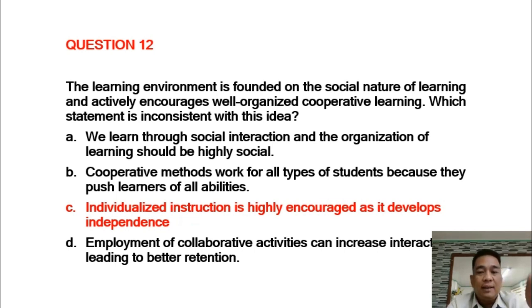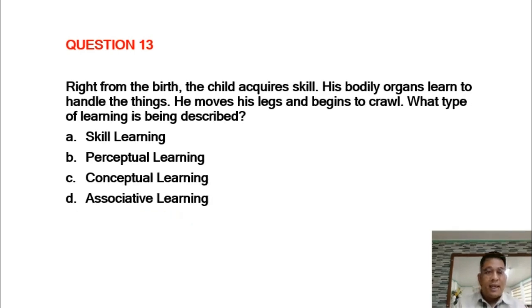Because ang keyword natin in the STEM ay ang social nature of learning and cooperative learning. Tapos bigla ka sa letter C, may individualized instruction. So doon pa lang alam mo na there's something wrong with that, or yan ang tamang sagot dahil yan ang hinahanap natin that is inconsistent with the general idea. Yung A, B, and D are all related to cooperative learning. Okay, learning should be through social interaction, cooperative works, employment of collaborative activities. Consistent ang mga yan dun sa premise, except for letter C.